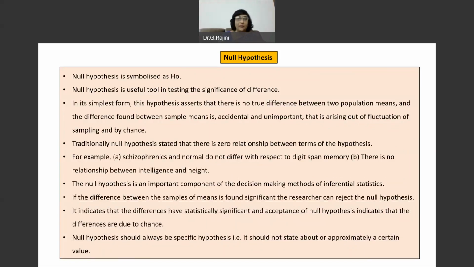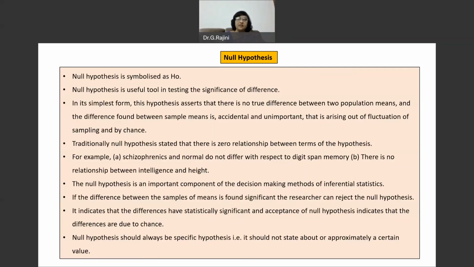So only the null hypothesis is tested. Keep that in mind. We are not testing the alternate hypothesis. We are testing only the null hypothesis. So either you accept the null hypothesis or you reject the null hypothesis. We always should tend to reject the null hypothesis. If you are not able to reject the null hypothesis, then we accept the null hypothesis. Only this we do.